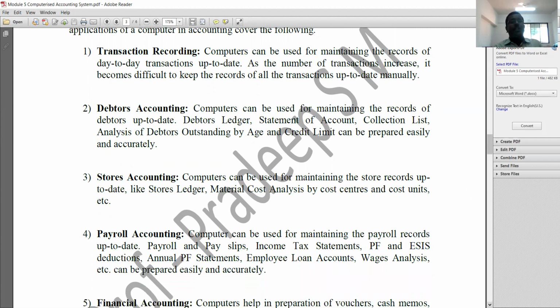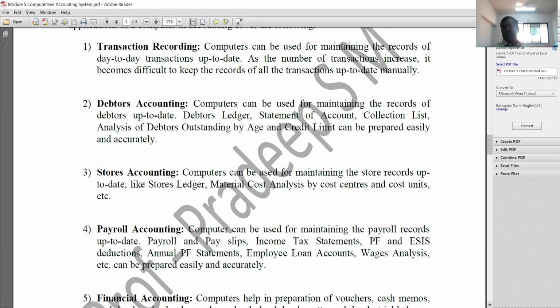Debtors accounting. Who is a debtor? A debtor is a person to whom we sold goods on a credit basis. Understood? A person who needs to owe money, or you can say a person who needs to pay money to the business, that person is called a debtor. So with the help of computers, you can maintain a debtors account. You can maintain a personal ledger account of the debtor.